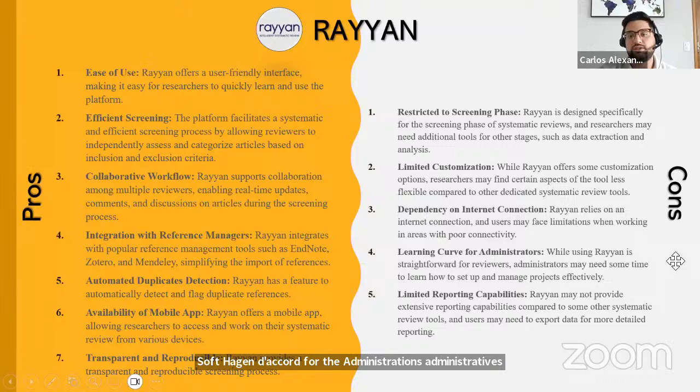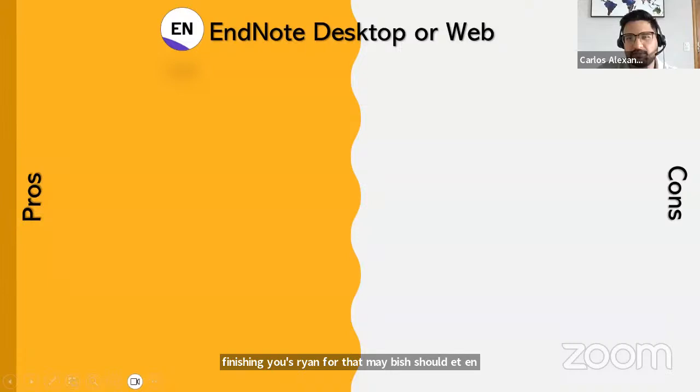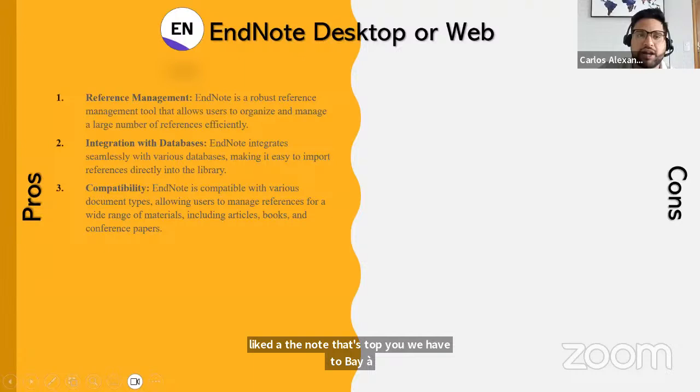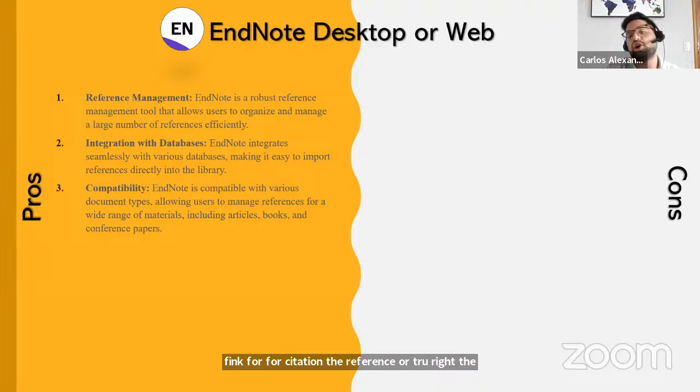So if you're finishing your systematic review and you use Rayyan for that, maybe you should manually check everything in order to report that. And EndNote, I use this for one systematic review and I don't really like it. The EndNote desktop, usually you have to pay for that, but the web version is free, but it's limited for systematic reviews. I think for citations and references or to write the paper, it's amazing. I love EndNote, but for the whole process of the systematic review, I don't think it's the best one.